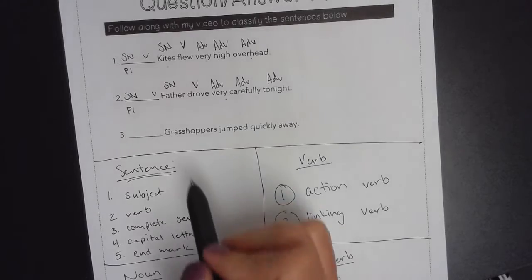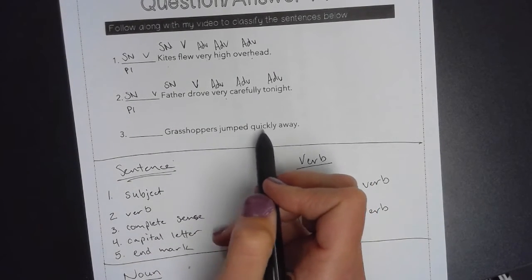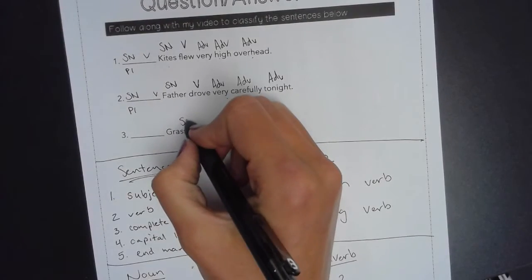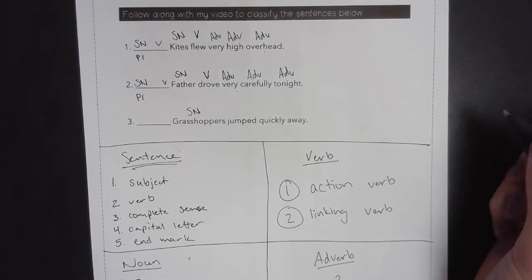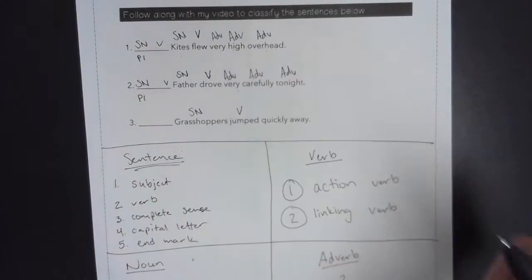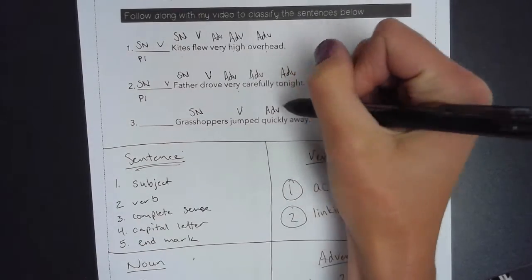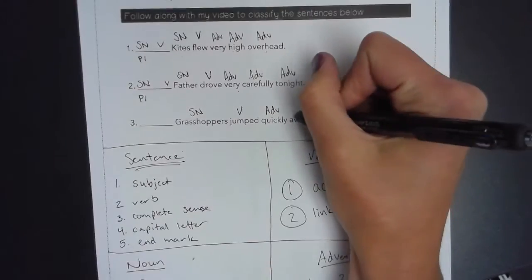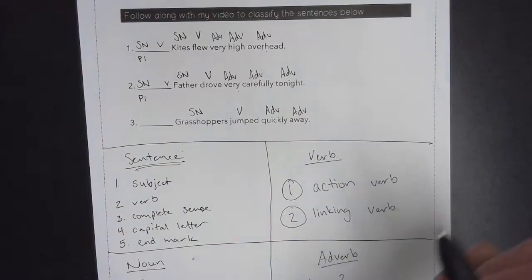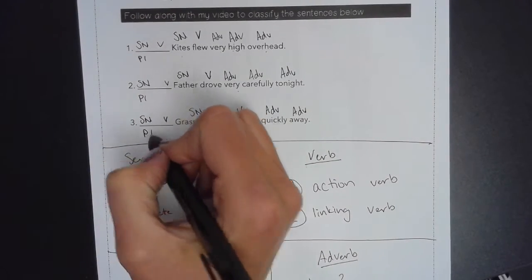Last one. Grasshoppers jumped quickly away. What jumped quickly away? Grasshoppers. Subject, noun. What is being said about grasshoppers? Grasshoppers jumped. Verb. Jumped how? Quickly. Jumped where? Away. Adverb. Subject, noun, verb, pattern 1.